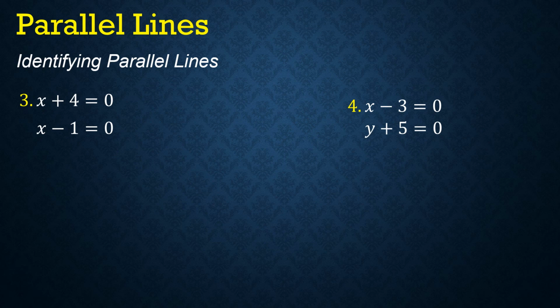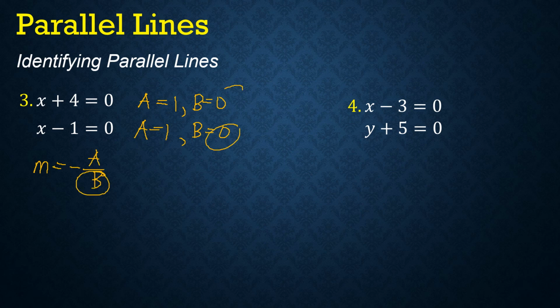Number 3, x plus 4 is equal to 0 and x minus 1 is equal to 0. What will be the slope of this? The value of a here is 1, but b is 0. For the second line, the value of a is also 1, but b is 0. So how do we solve that? From the slope that is equal to negative a over b, where b is always 0, therefore the slope is undefined.